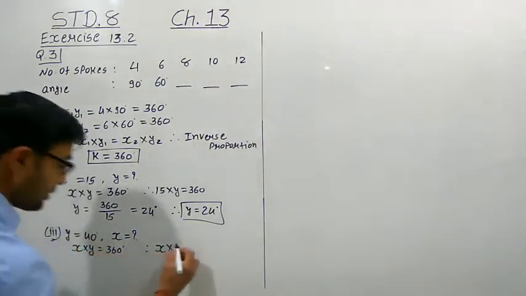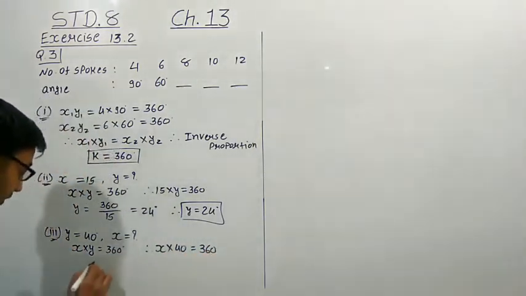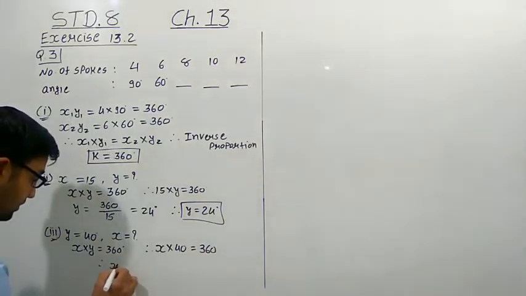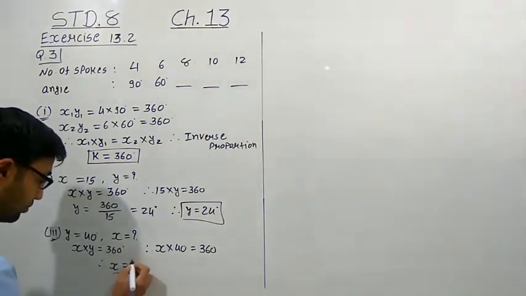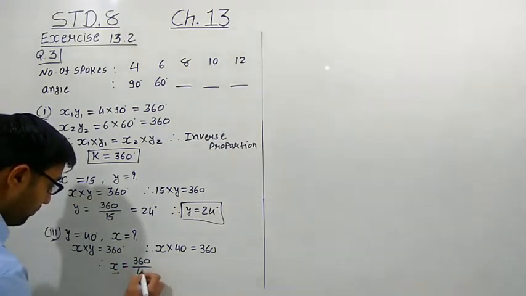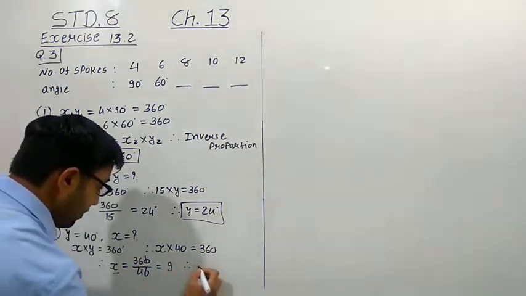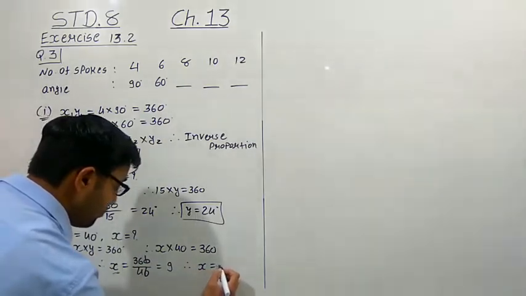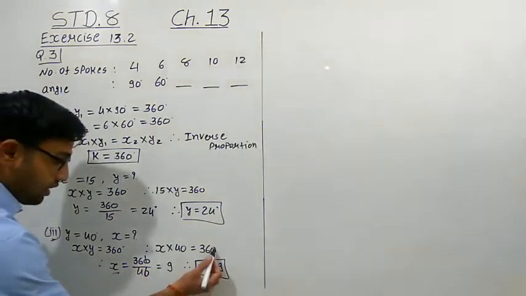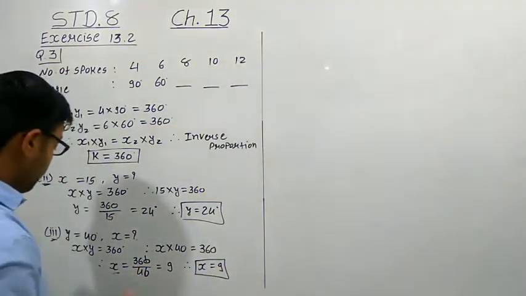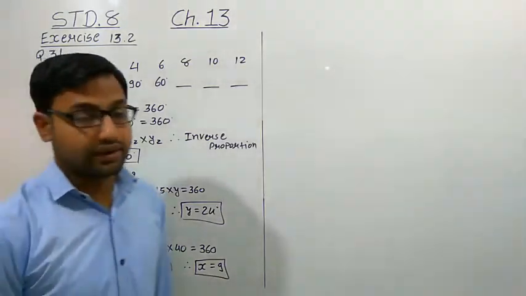The value of y is equal to 40 degree and total is 360 degree. Therefore, here we get x is equal to 360 upon 40. 0 0 we can cut, and 9 4s are 36. Therefore, the value of x here we get is equal to 9. That means if we require the angle between two consecutive spokes to be 40 degree, then we have to take the number of spokes equal to 9.